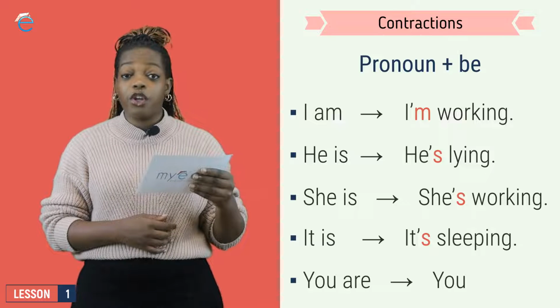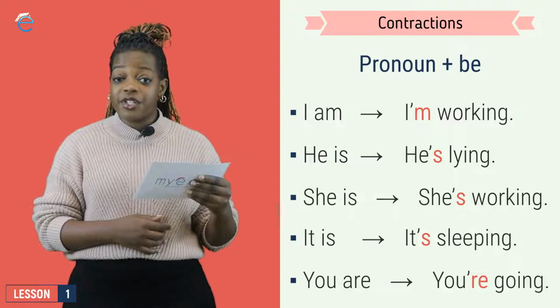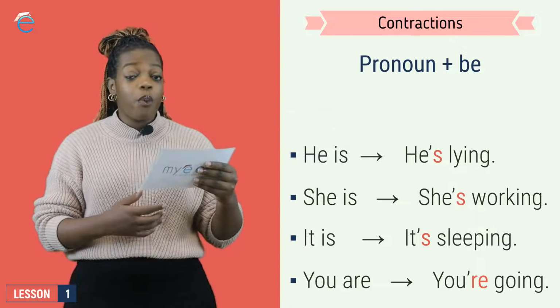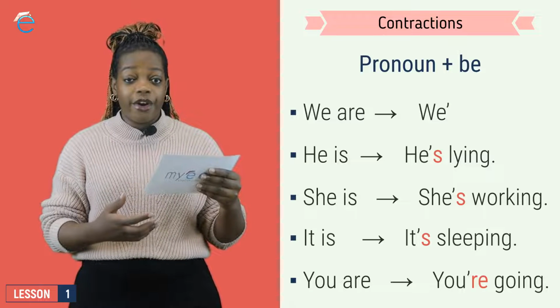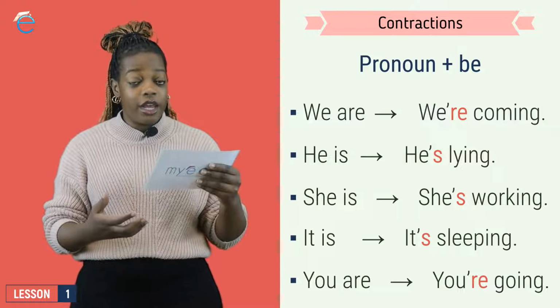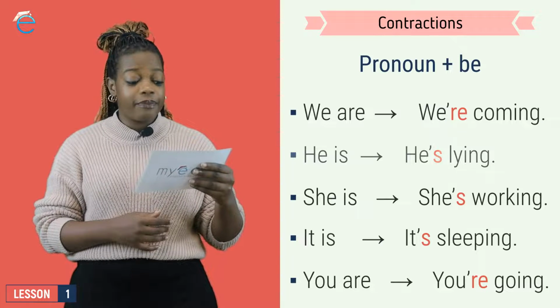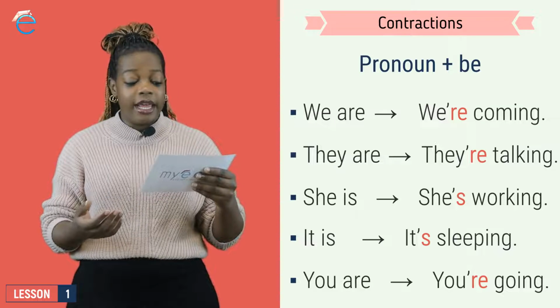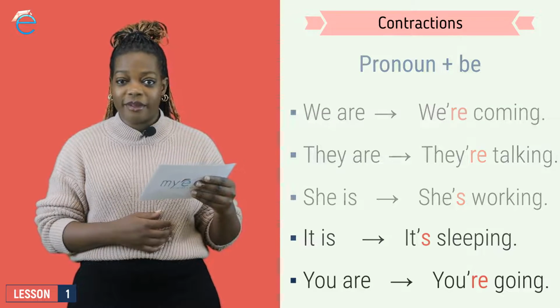You are, you're, apostrophe R-E, you're going. We are, we're, apostrophe R-E, we're coming. They are, they're, apostrophe R-E, they're talking.